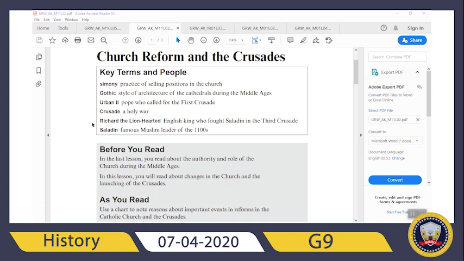Then we have a name, that is Urban II. He was a pope who called for the First Crusade. And again, you should know what a crusade is. It's a name of a holy war.